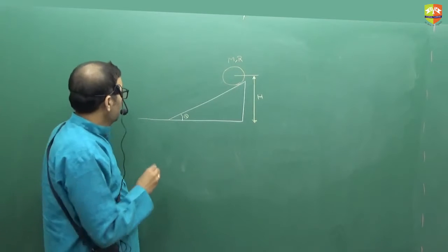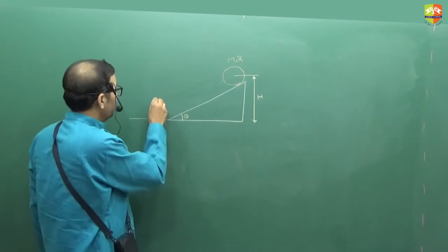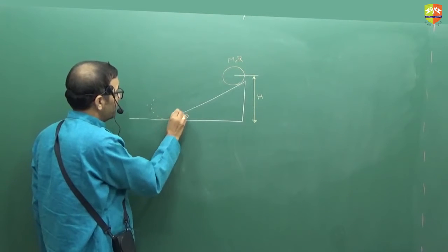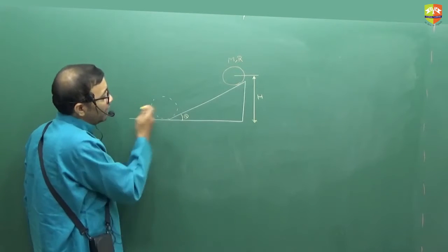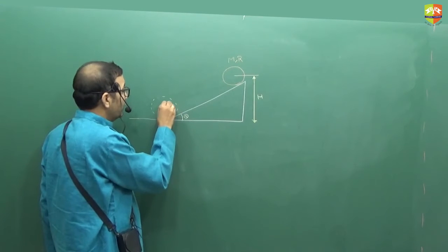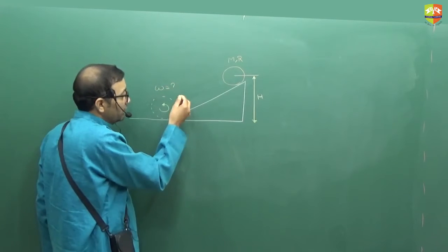All right? So it's a solid sphere, right? When it is not mentioned, you have to assume it is a solid one. When it comes down, we have to find out the angular velocity. What is the angular velocity omega when it comes down?